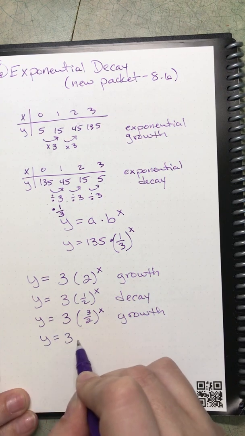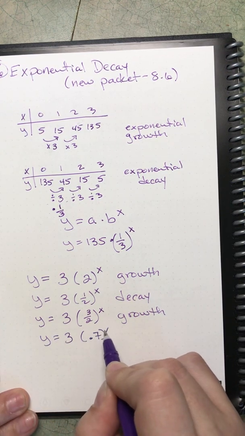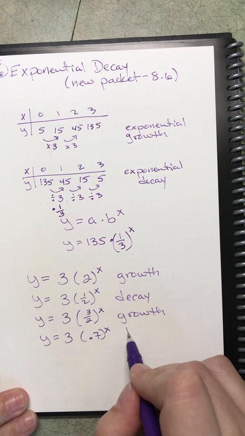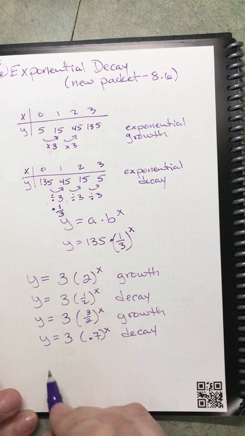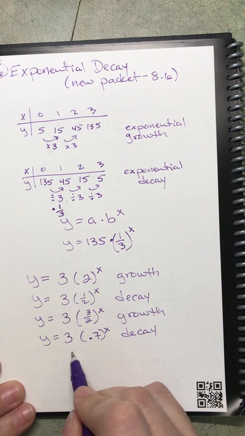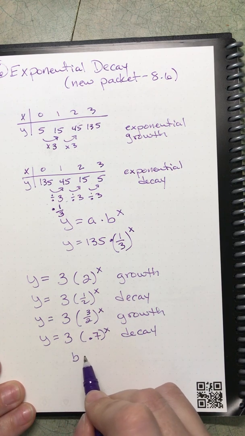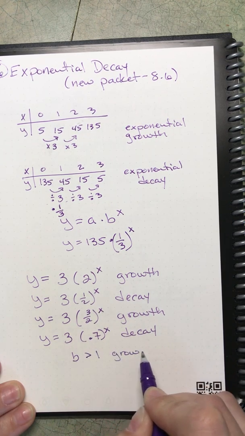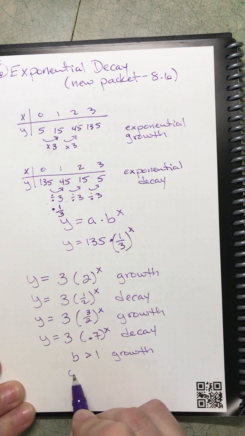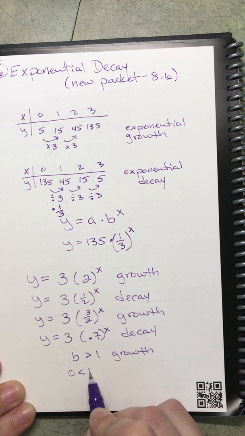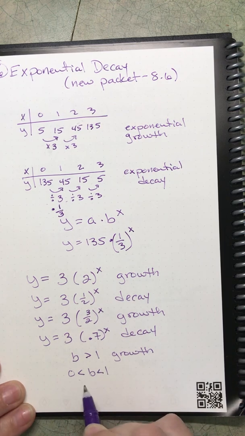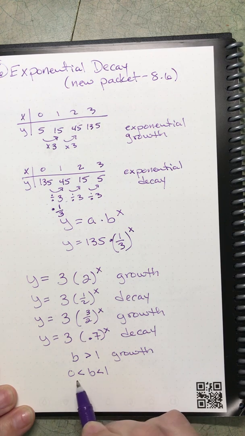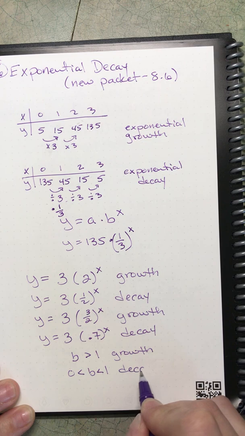If we have y equals 3 times 0.7 to the x, this is less than 1. So it's going to get smaller and smaller. So this is decay. So the general rule is that if b is greater than 1, it's growth. And if b is between 0 and 1, so it's a fraction in that space between 0 and 1, or a decimal in that space between 0 and 1, it's going to be decay.